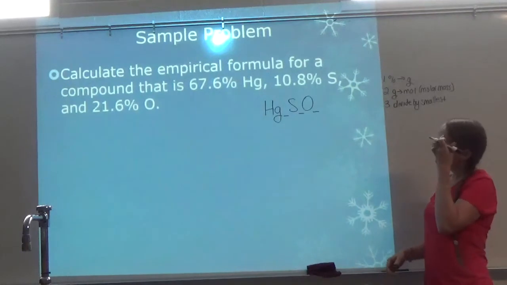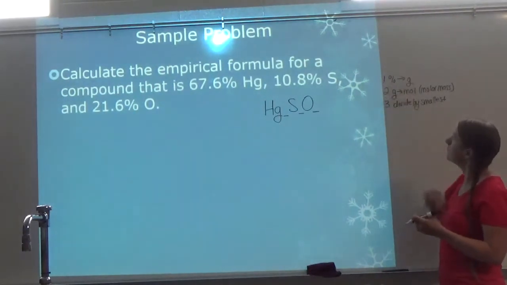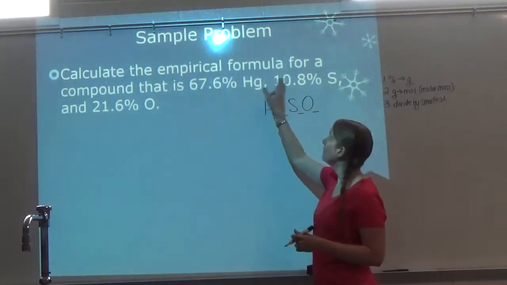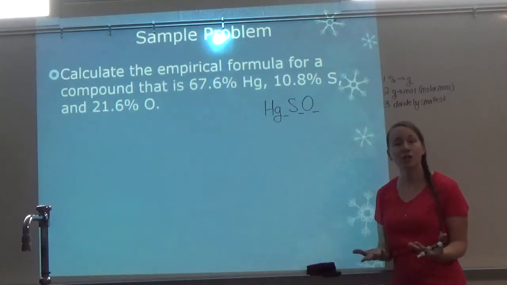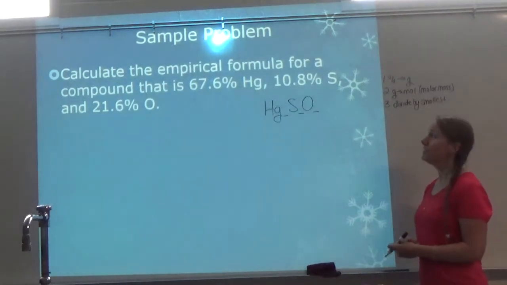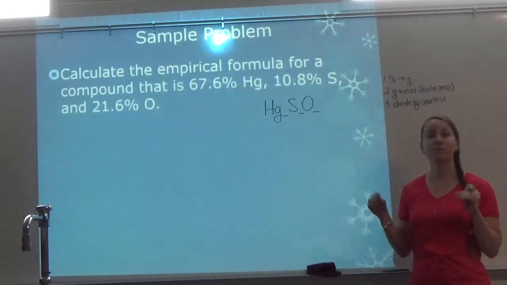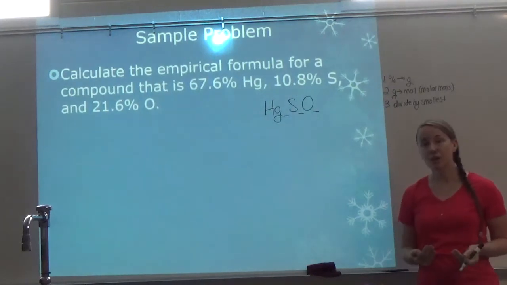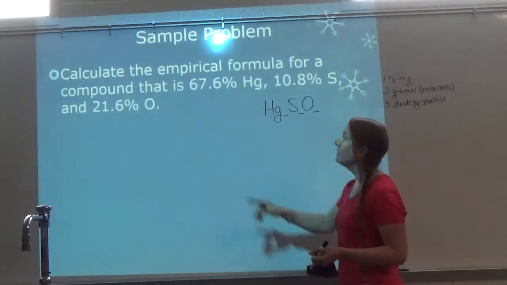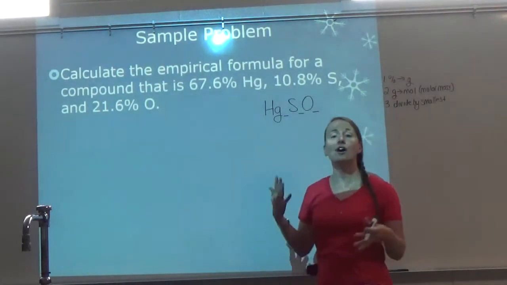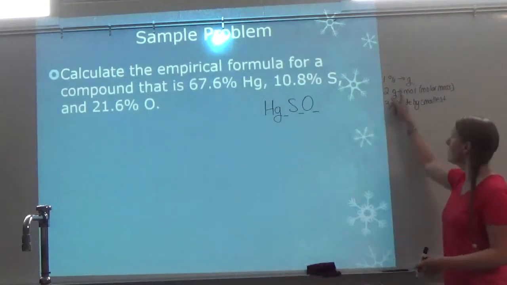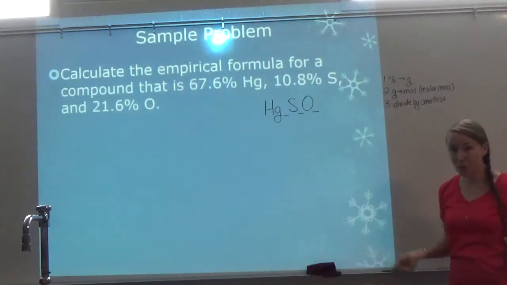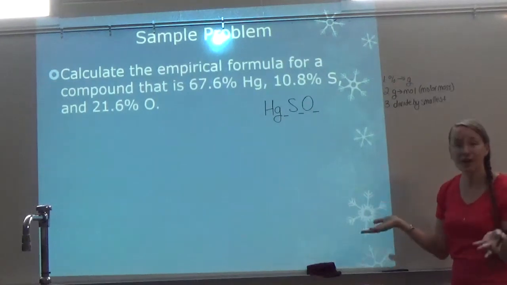Step 1 says change percent to grams. If you notice, I gave you 3 percentages. How can we change percent to grams? Well, we make an assumption. We assume that we have a 100-gram sample of this compound. If we have a 100-gram sample of the compound, then these percentages are our actual gram values. So step 1 is the easiest. You just take away the percent sign and you write grams instead.